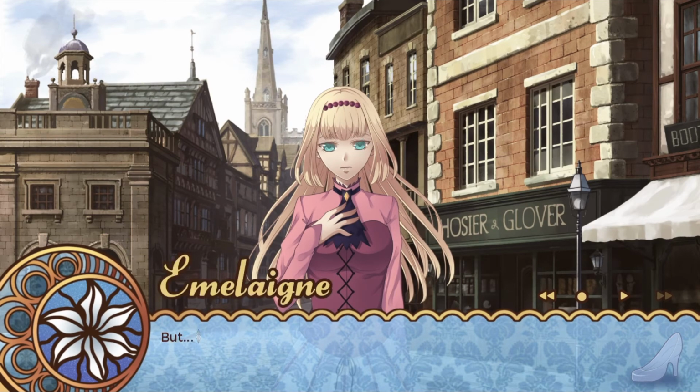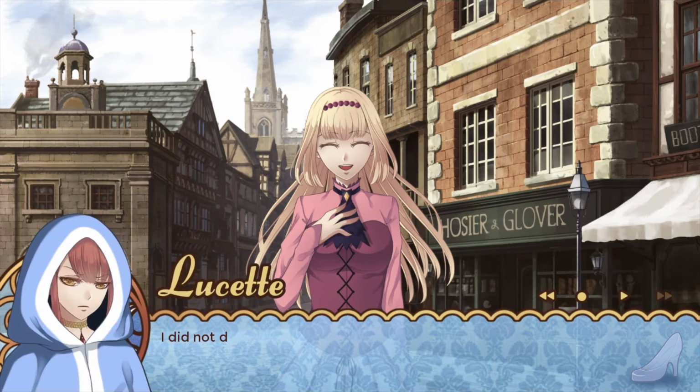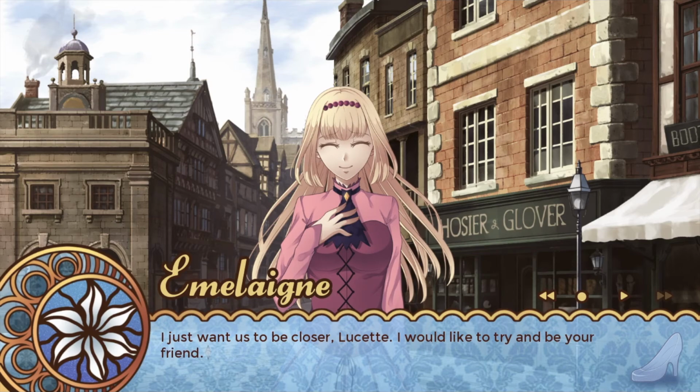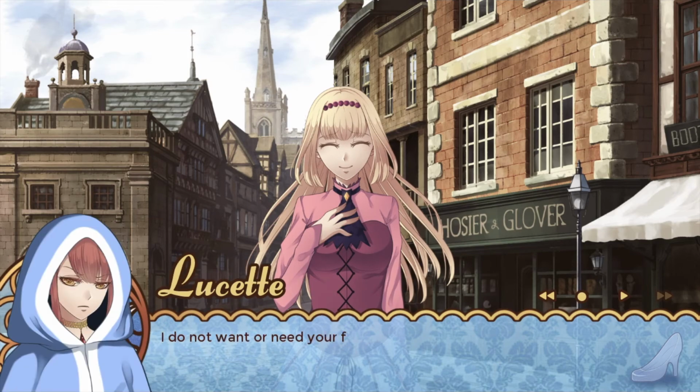But you don't like it out here? Rod and I grew up here. I love it, and this is my favorite part of the kingdom. I wanted to share this with you, Lucette. I know you didn't really want to come, but you still tagged along. That means a lot to me, so thank you. I did not do this for you. I'm only here because the king ordered me to go with you. I just want us to be closer, Lucette. I would like to try to be your friend. I do not want or need your friendship.